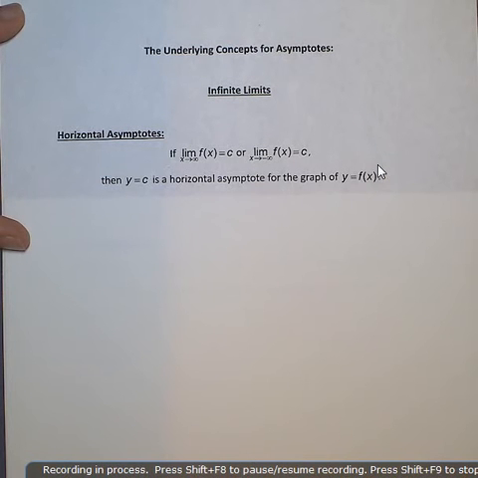Rational functions can only have one horizontal asymptote, but in general, we need to look at both the limit as x approaches positive infinity and negative infinity, and some functions have two horizontal asymptotes.